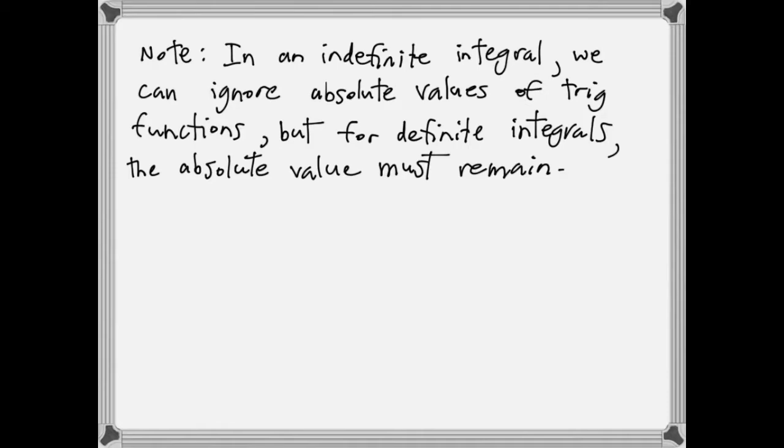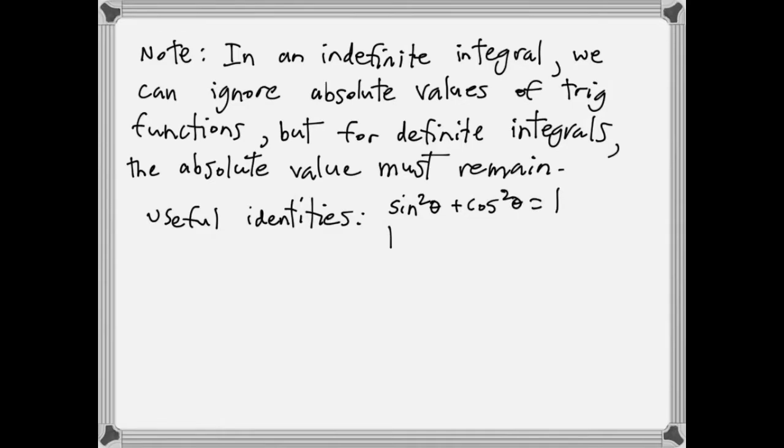Okay? Now, what we just saw is a typical example of what we call a trigonometric substitution, or trig substitution for short. So, what are the useful identities that we need? You may remember these from the last section because we use these both quite a bit. But remember, we have sine squared theta plus cosine squared theta is equal to 1. And we also have tan squared theta plus 1 is equal to secant squared theta.